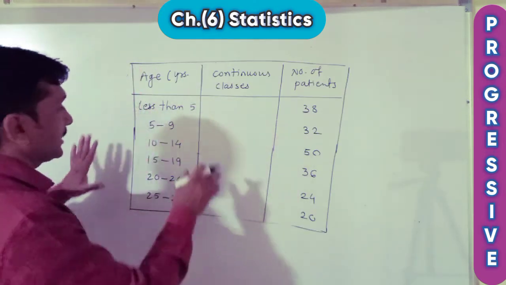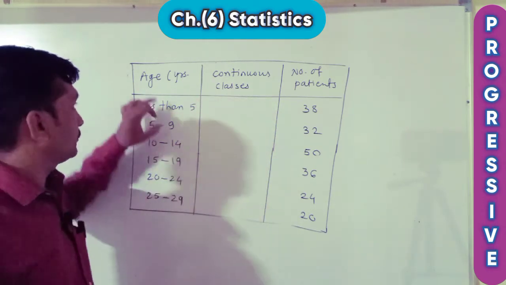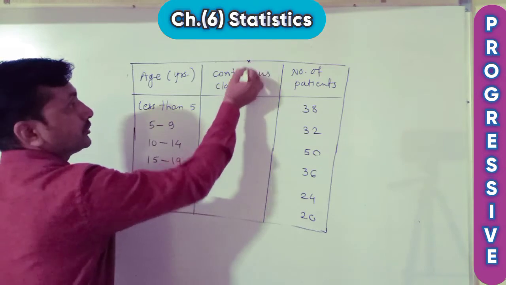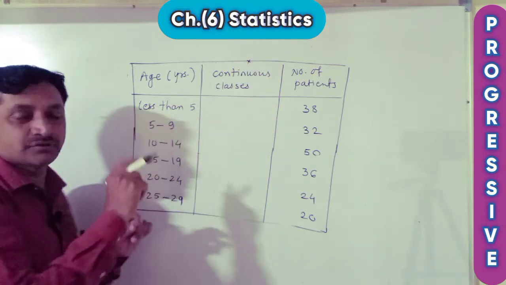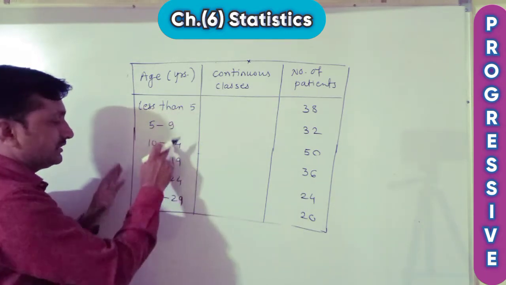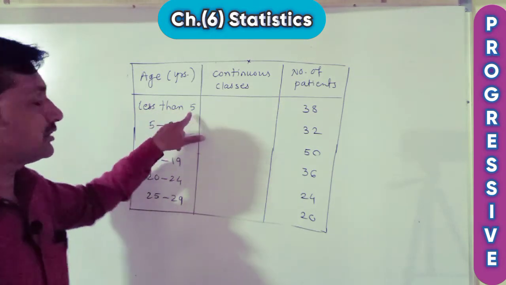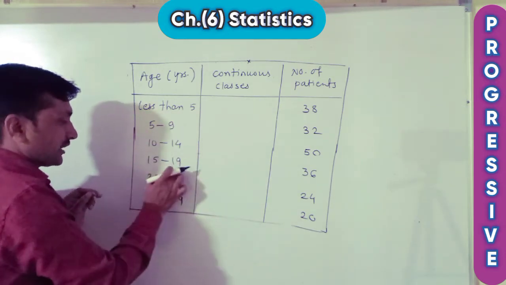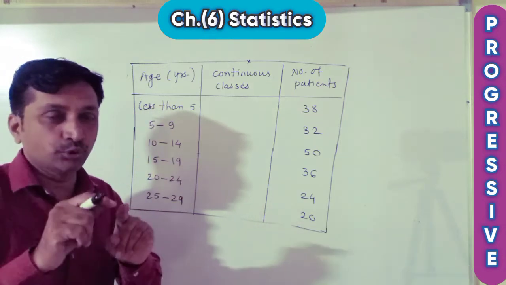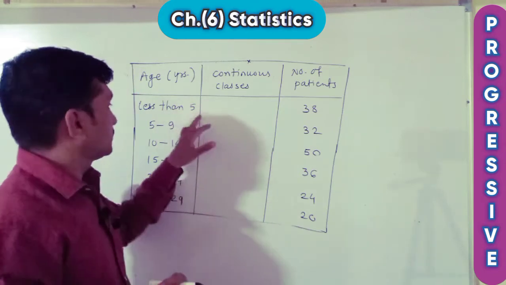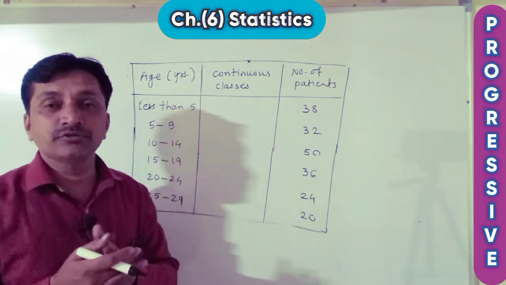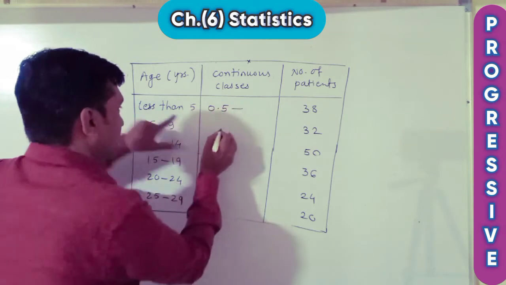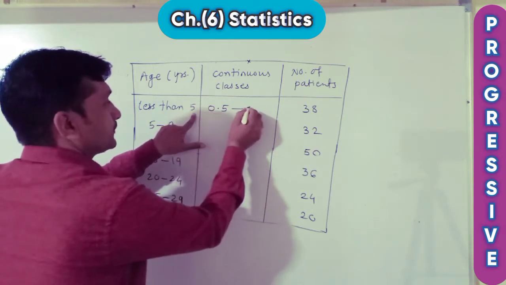Dear friends, in the solution I have drawn the same table but vertically. Age in years is the first row of the example, then number of patients, and here we have added continuous classes, because less than 5 means 1 to 4, then 5 to 9, these are different and we have to make them equal. Less than 5 means 1 to 4, right? The difference between the upper and lower limit of the next class is 1 only. As the difference is 1, half of 1 is 0.5. Subtract 0.5 from 1, that becomes 0.5. Add 0.5 here to 4, 4.5.